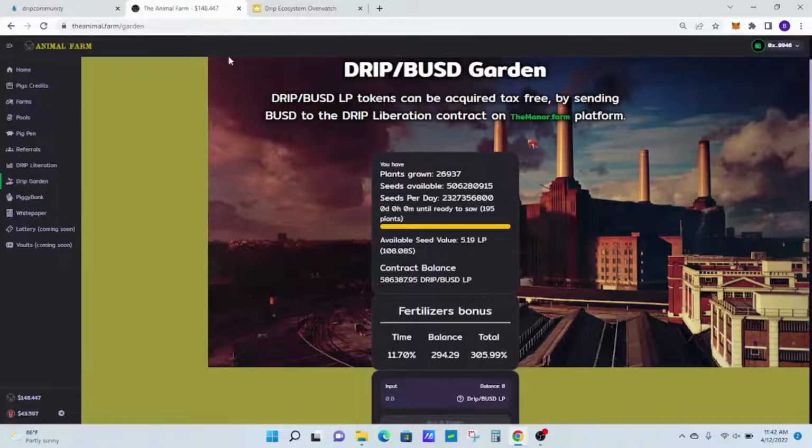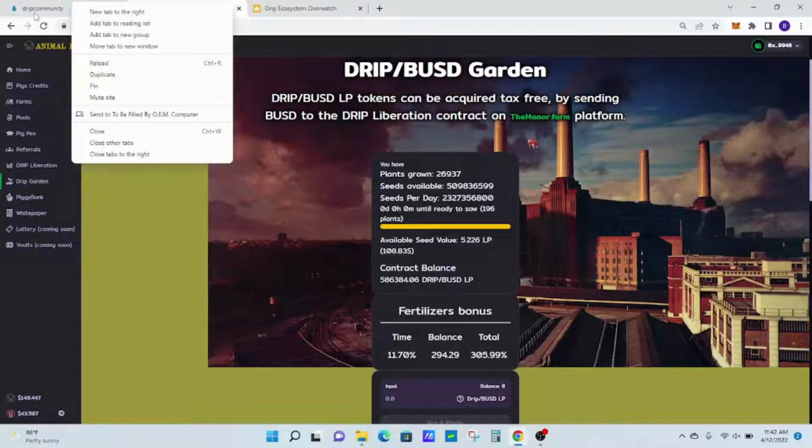So we'll start off with my garden. As you can see, I have a little less than 27,000 once I compound here, which you can see I'm slipping way past my 50, but then I'll be a little over 27,000. And then the contract balance is at 586, so I think that's dropped from 587 yesterday. But moving to the topic of the video.